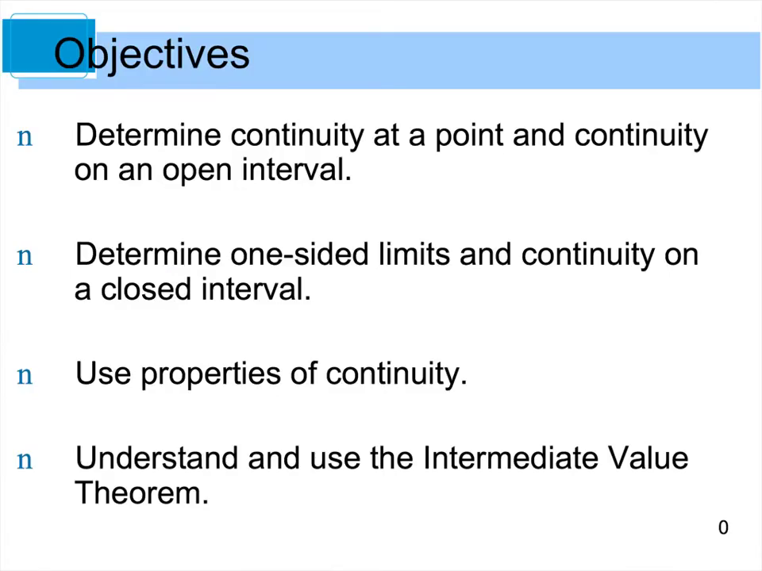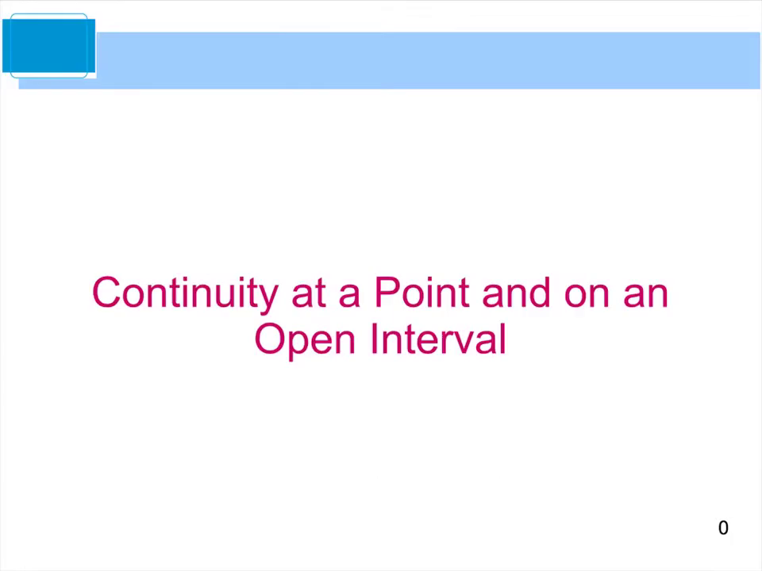So in section 1.4 we're going to look at continuity at a point on an open interval. We're going to determine one-sided limits and continuity on a closed interval. We'll look at the properties of continuity and then we're going to look at the intermediate value theorem. So, to get started, we're going to look at the continuity at a point on an open interval.